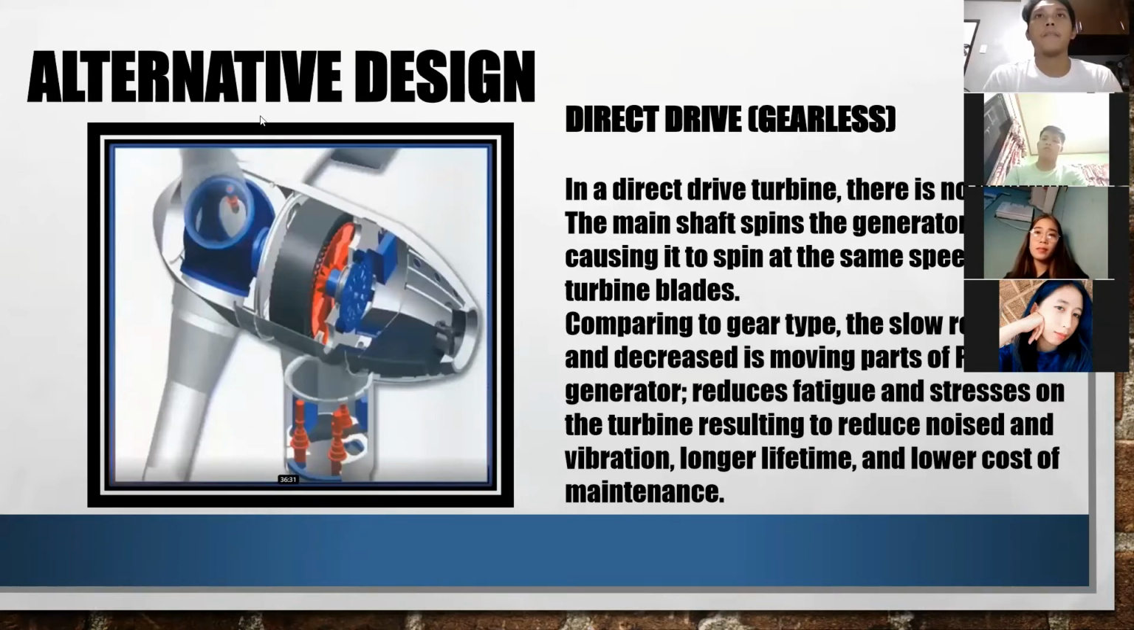Direct drive. In a direct drive turbine, there is no gearbox. The main shaft spins the generator directly, causing it to spin at the same speed as the turbine blades. Compared to a gear type, the slow rotation and decreased moving parts of the PMDD generator reduce fatigue and stresses on the turbine, resulting in reduced noise and vibration, longer lifetime, and lower cost of maintenance.